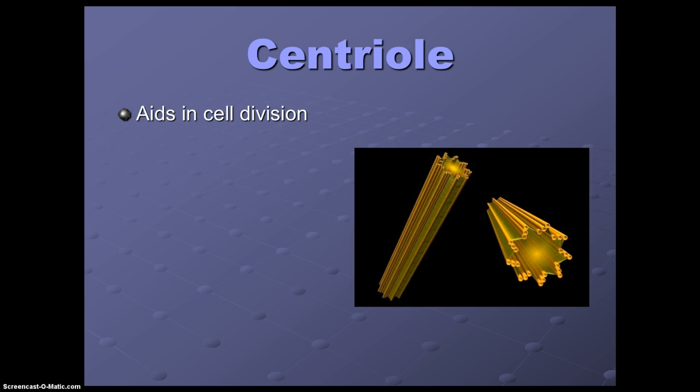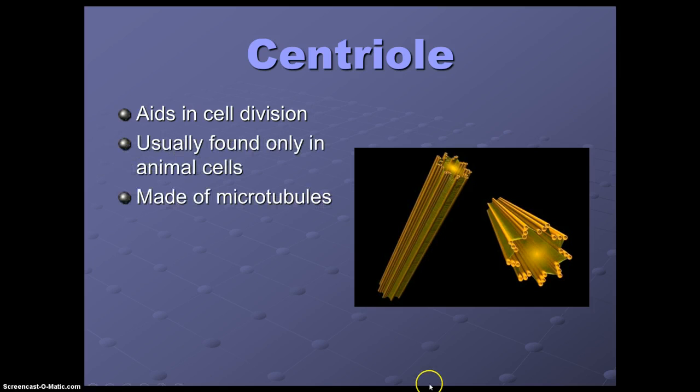Alright, and centrioles. Centrioles are found in animal cells, and they help the cell divide. They are made of the same components that the cytoskeleton is made of. So centrioles are going to help pull animal cells apart, but for some reason we don't see them in other cells.